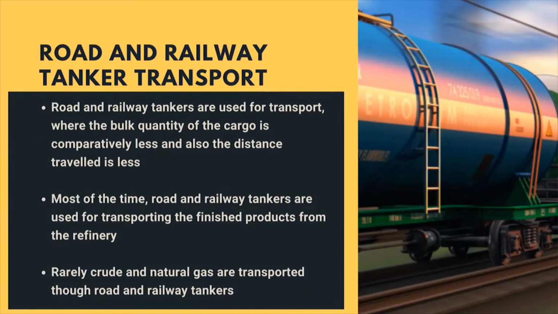The third one is road and railway tanker transport. Road and railway tanker transport are primarily used for moving the refined products or finished goods from the refinery. But there are places where crude oil can also be transported through road and railway tanker transport. Of course, this is not a cost-effective method, but still being employed in select locations.